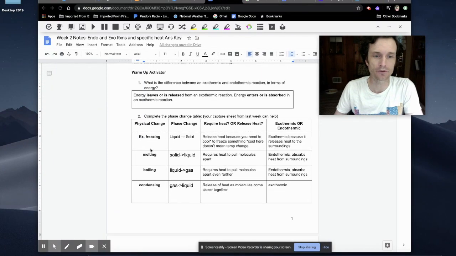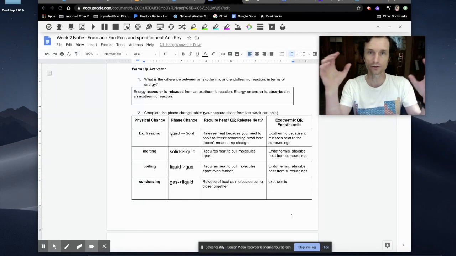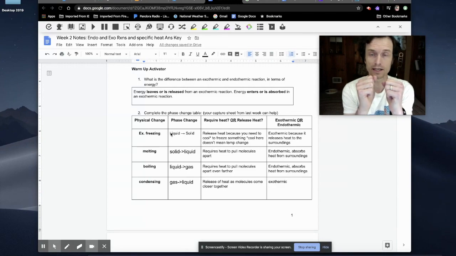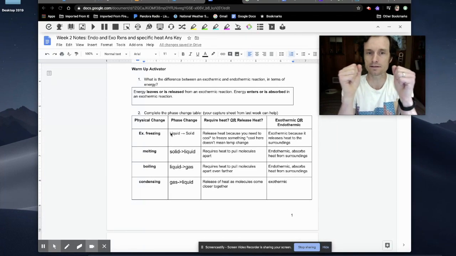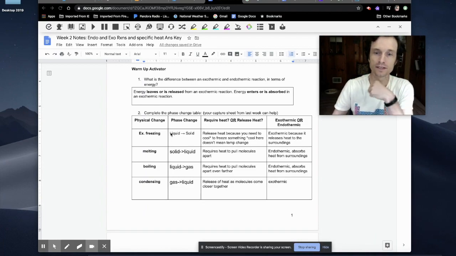For example, in freezing, we have a substance going from a liquid where the molecules are a little bit further away to a solid where the molecules are much closer. And in the video, they talk about bonds, and this is indeed what happens: a bond will form as the molecules get closer together, and in that formation of a bond, you release energy.